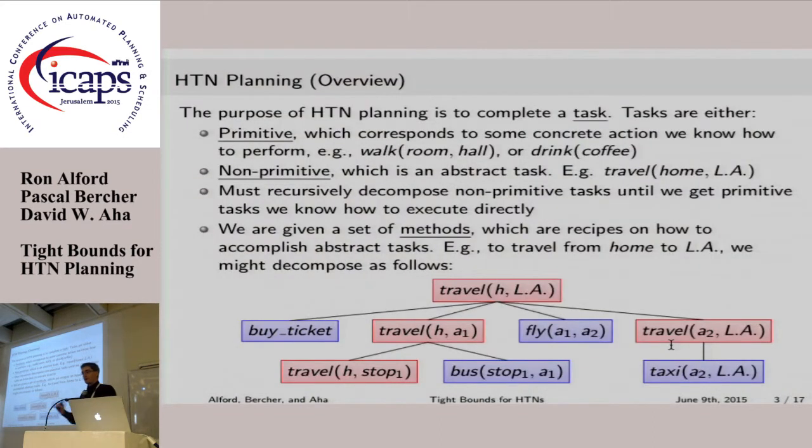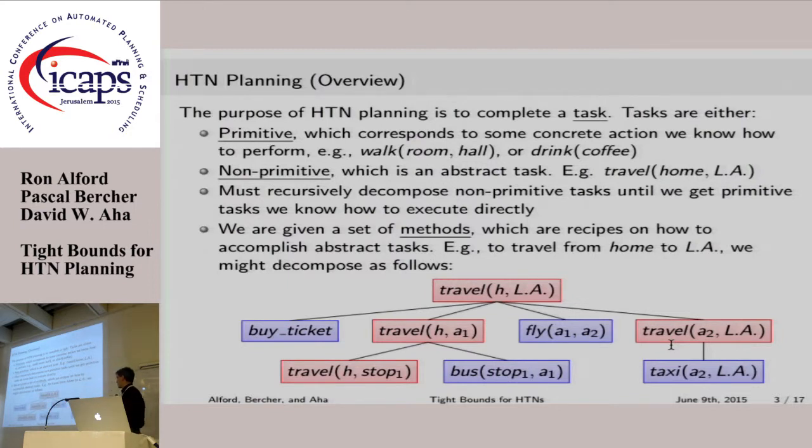So HTN planning, we've been talking about it for a little bit, and I haven't actually told you what it is. The purpose of HTN planning is to complete a task. This is different from classical planning, where it's to get to a goal. Tasks are activities which are either primitive, which we know how to perform directly, and can correspond to, say, a motion controller we have on the craft, or non-primitive, which means they are abstract tasks, such as traveling from home to Los Angeles, which we need to break down into executable steps.